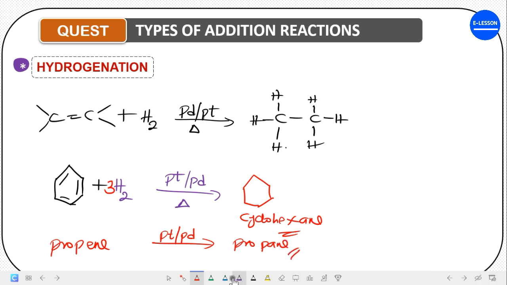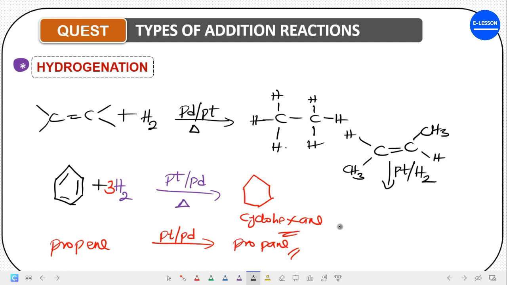So if I should give you, for instance, let's say I give you this compound, CH, and then we'll have CH3, and then hydrogen, and then we'll have H and CH3. And I say hydrogenate this by passing it through platinum and hydrogen. Okay? What will be the product of this reaction? It's very easy, right? It's going to give us hydrogen, carbon, then we'll have what? CH3.